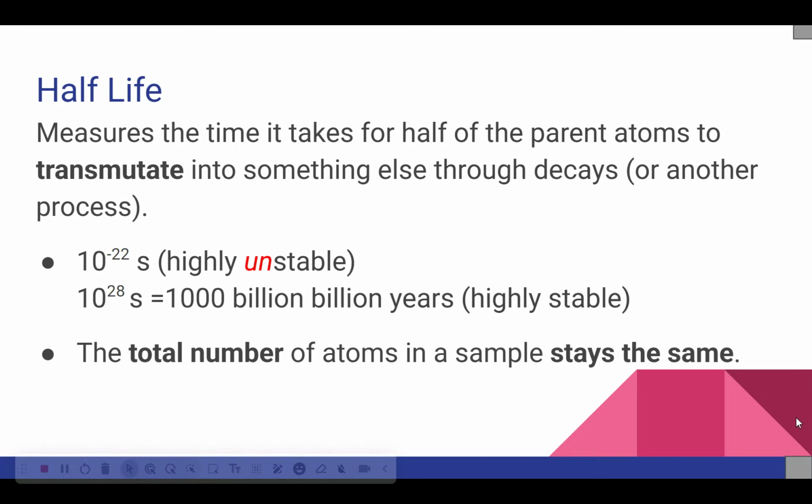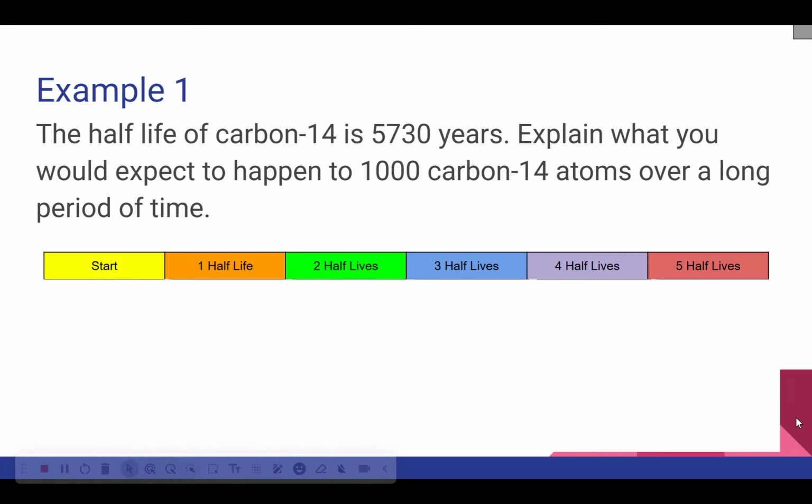Now, one thing that's always very important to remember, and it's easy to misinterpret and get the wrong idea, is that even though everything's going through all these transmutations, the total number of atoms that we find in the sample always stays the same. We're not destroying any matter in this process. We're just allowing it to transmutate into different atoms, different elements.